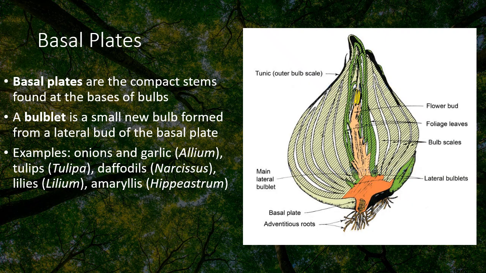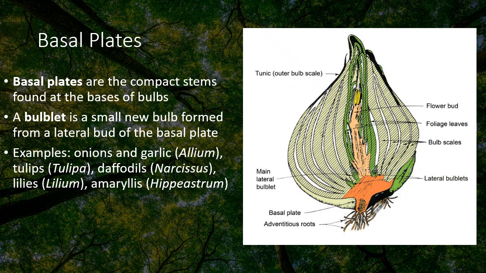So even though the stem is basically completely squashed, it does have leaves, which are the scales of the bulb. It does have nodes where each leaf is attached. It does have an internode between each leaf attachment, and it does have axillary buds that are capable of producing bulblets. And some examples that we're all familiar with: onions and garlic, tulips, daffodils, lilies, and amaryllis, which is a popular houseplant.